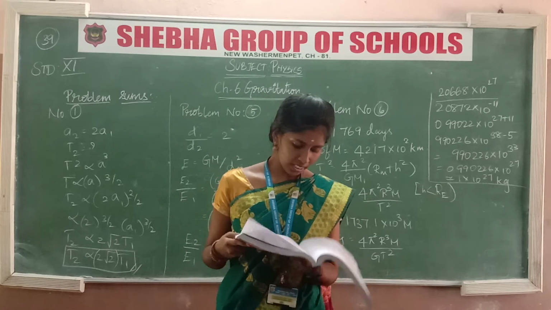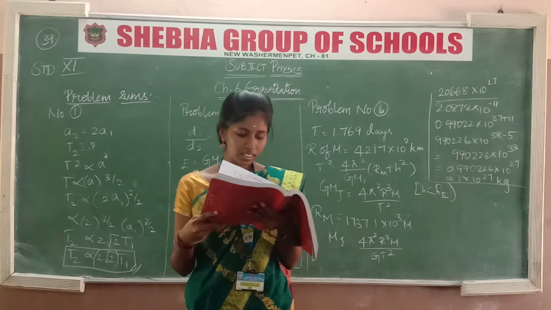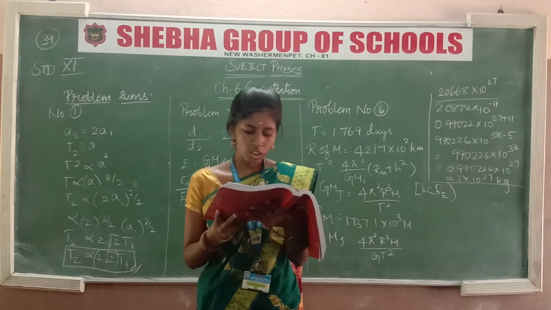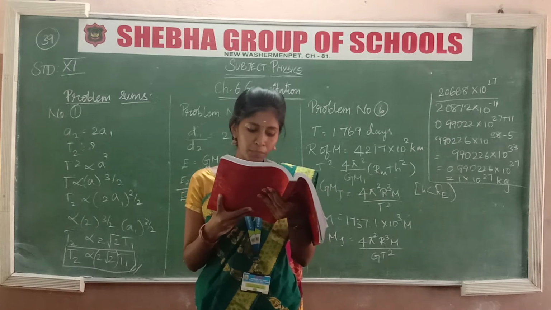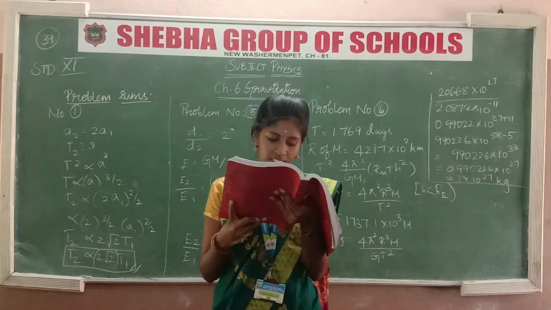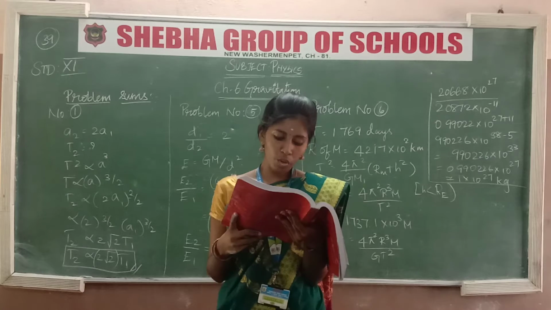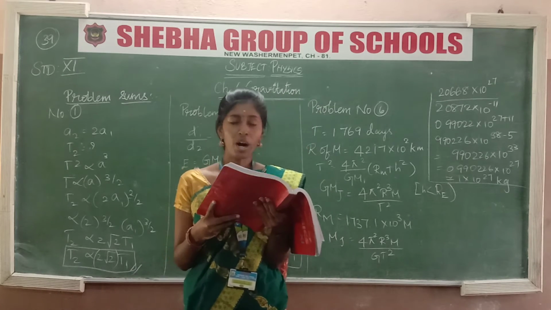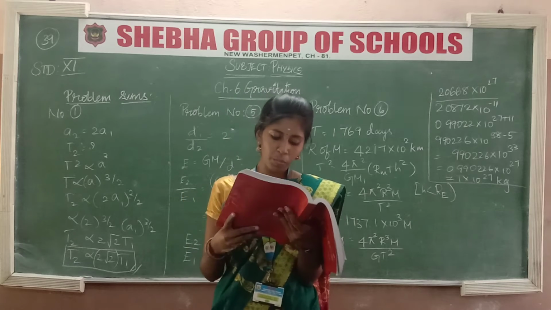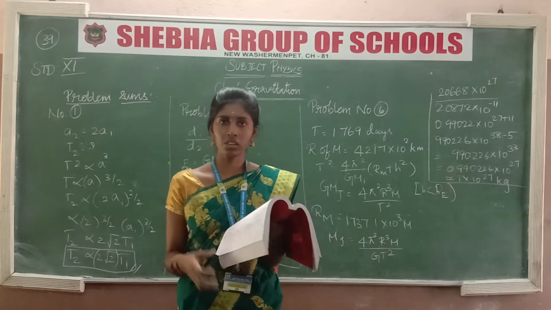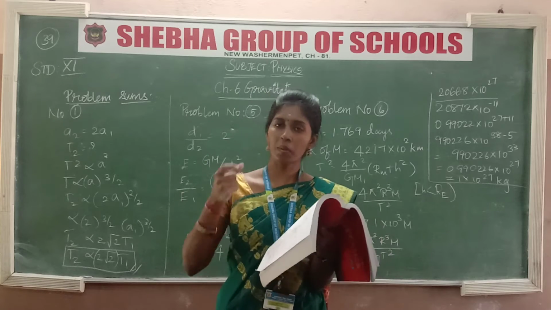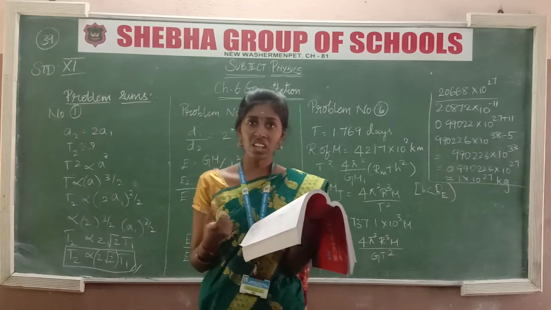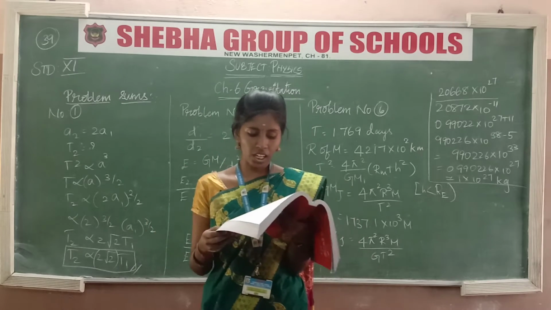So the next problem is taken as the sixth one. The moon Io orbits Jupiter once in 1.769 days. So per day, the period is 1.769. The orbital radius of the moon is 4,21,700 kilometers. Calculate the mass of Jupiter. They say the total mass of Jupiter is related to the moon. The time period and the distance are given in kilometers, and the time period is given per day.